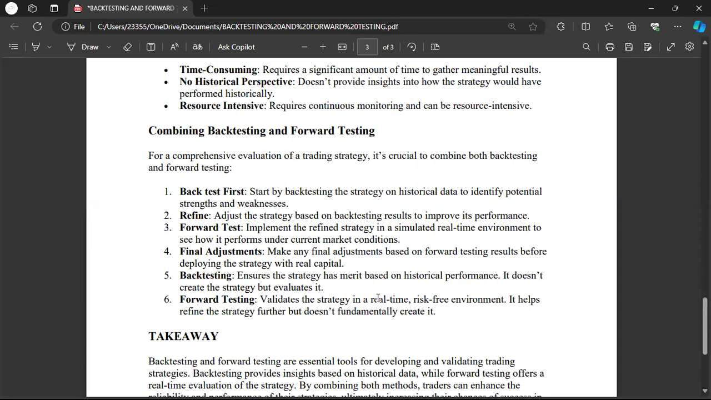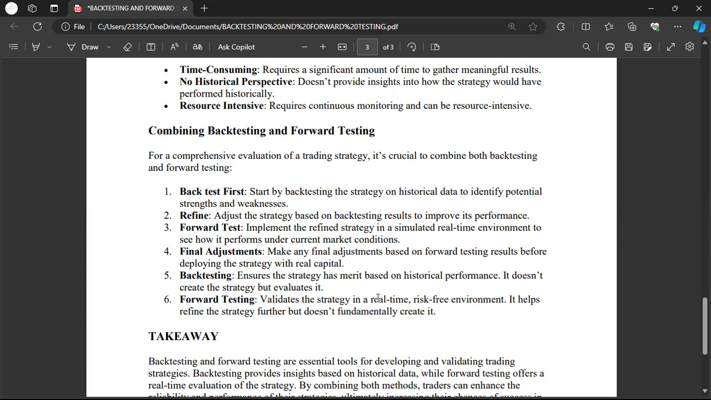Backtesting ensures the strategy has merit based on historical performance, right? So make sure your backtesting is correct. At least it's run like 80% to 90% before you move on to forward testing. It's actually a big process that you have to go through. It doesn't create the strategy, but evaluates it. So we are saying that backtesting or forward testing doesn't create the strategy.